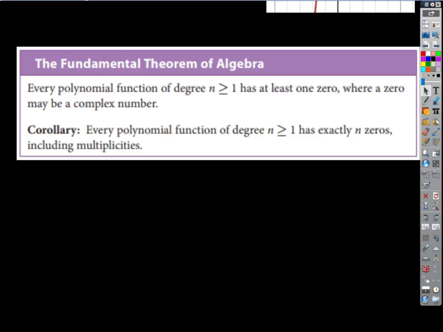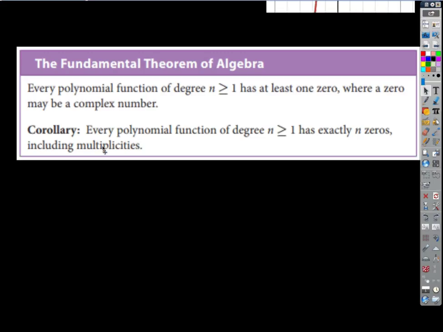So it tells us every polynomial function of a degree n greater than or equal to 1 has at least one zero where a zero may be a complex number. So it might have i's. Okay? More importantly, the second part, the corollary, every polynomial function with a degree greater than or equal to 1, not only does it have to have at least one zero, it has exactly n complex zeros, including multiplicities, and we'll get to that a little bit later.